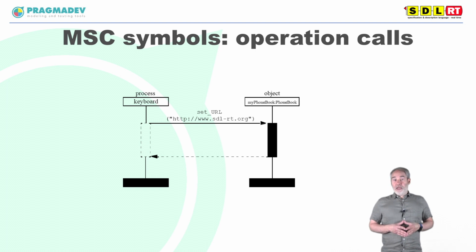Here we have the keyboard process on the left and the myphonebook object on the right. The keyboard process calls the set URL operation on the myphonebook object. While the operation is processed, the process is considered suspended and the object has the control of execution. Once done, control is returned to the keyboard process. In this example, the execution of both instances is synchronized. The object is executed in the flow of execution of the process, and the process is on hold while the object is executed.